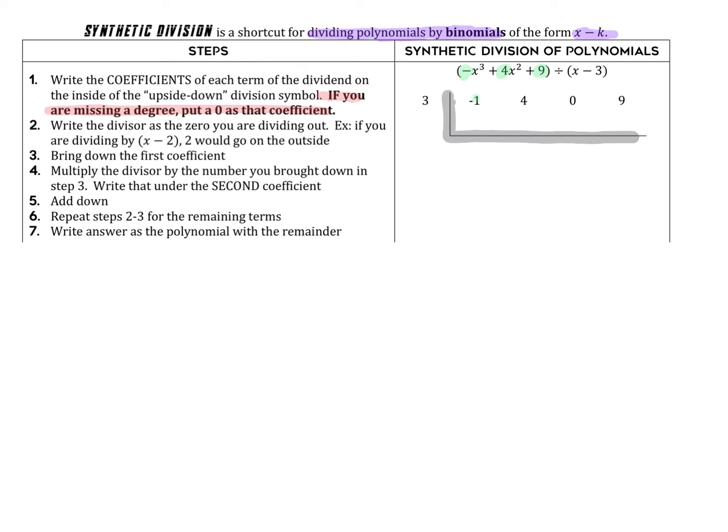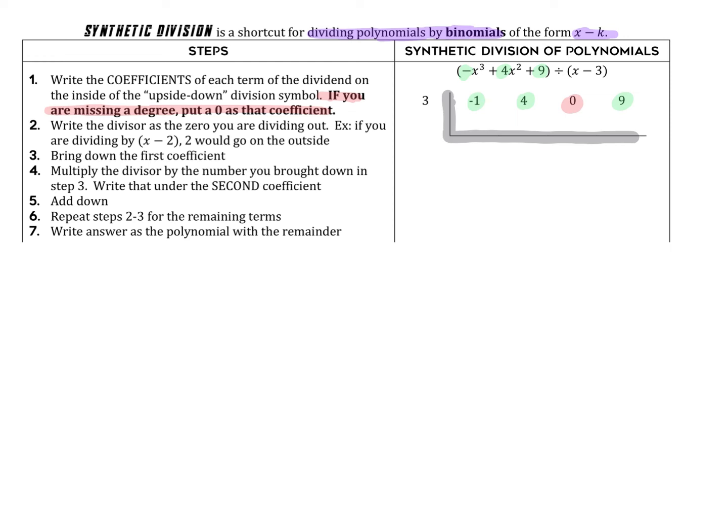So negative x to the 3rd, the coefficient there is negative 1. 4x squared, the coefficient there is 4. We're missing a term that just has an x, so I need a 0. And then 9 is my last term. So step 1, write each of the coefficients out. Put a 0 anywhere that you're missing a term.